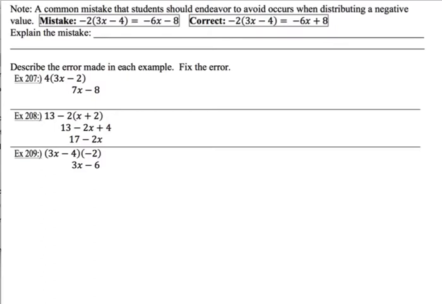A common mistake that students should endeavor to avoid occurs when distributing a negative value. The mistake shown here is corrected here. Negative 2 times negative 4 is not negative 8. Negative 2 times negative 4 is positive 8.